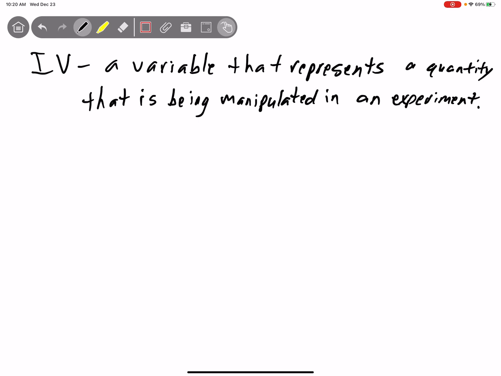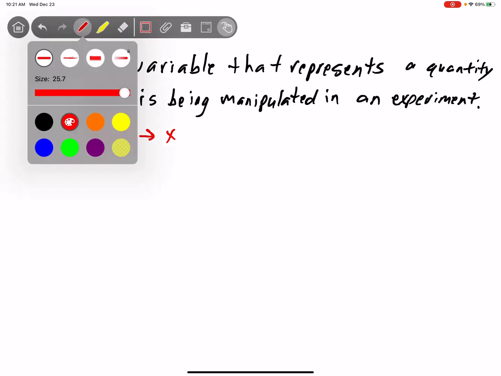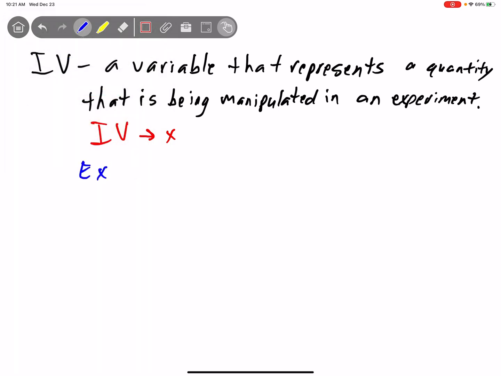Most of the time we refer to the independent variable as x. So when we see a linear equation or a formula with x, x is usually going to be our independent variable. So here's an example. Let's do blue. You do chores for money.